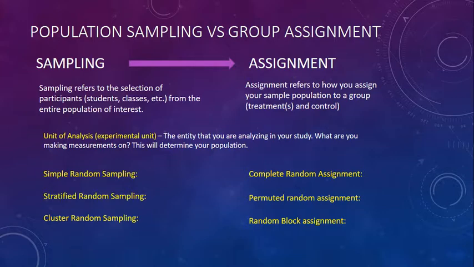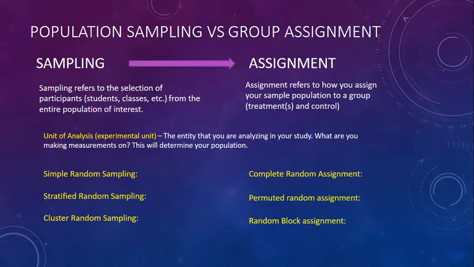When sampling the population, the first thing you have to be concerned with is your unit of analysis, or the experimental unit. That's the entity that you'll be analyzing in your study. If you're not sure what that is, you just have to ask yourself, what are you making measurements on? If you're collecting data on individual students, then your unit of analysis is the student. If you're collecting class-wide data, then your unit of analysis is the class.